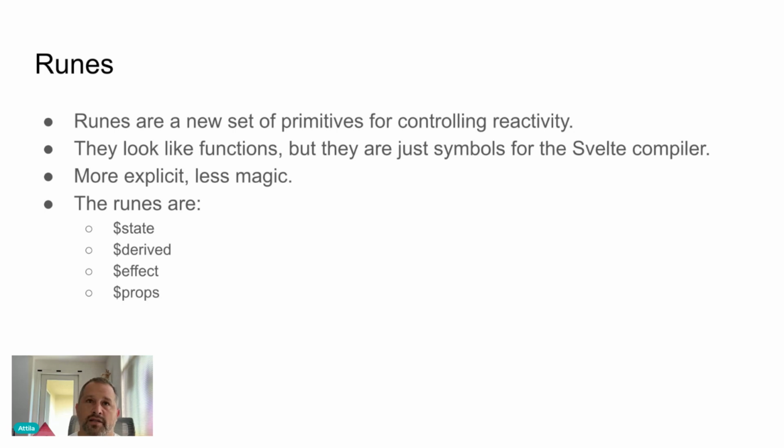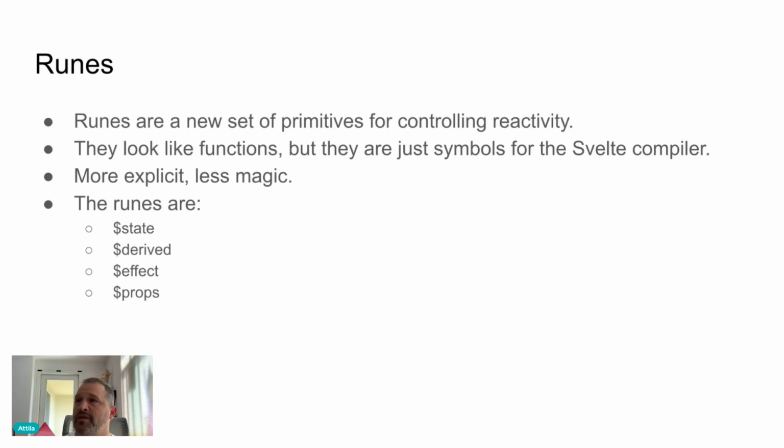Now they look like functions. I don't have a code example here, but I'll show some in the next couple seconds. So they look like functions that you pass parameters to, or some of them don't take any parameters. Technically, they are not functions. They're what we call symbols for the Svelte compiler. Just an important way to distinguish them. And I think to some extent they also help with readability. So they're a little more explicit than, say, some of the traditional ways of handling reactivity in Svelte.